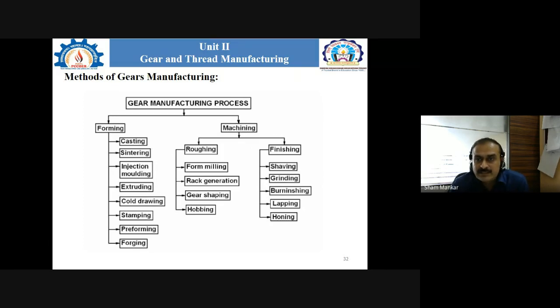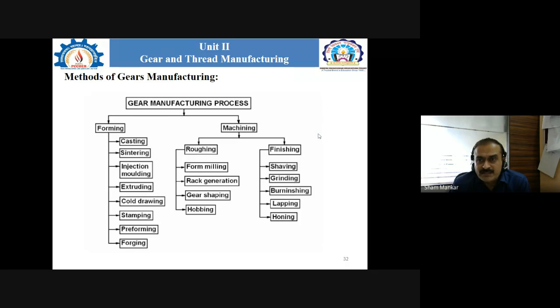In that, again, it is further classified into two categories. One is related to the roughing process, and the second one is related to the finishing process. Gear roughing process and gear finishing process. Clear? So, in the roughing process, form milling is one of the processes used in gear manufacturing. Then rack generation is there, then gear shaping is there, and the gear hobbing process is there. All these processes we can categorize as gear roughing processes under the category of the machining process.